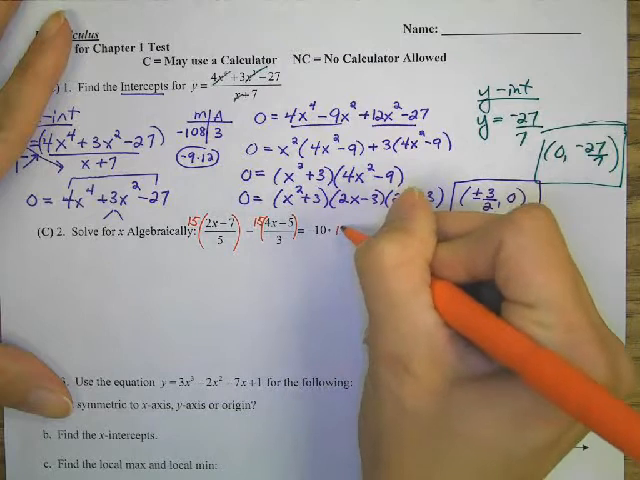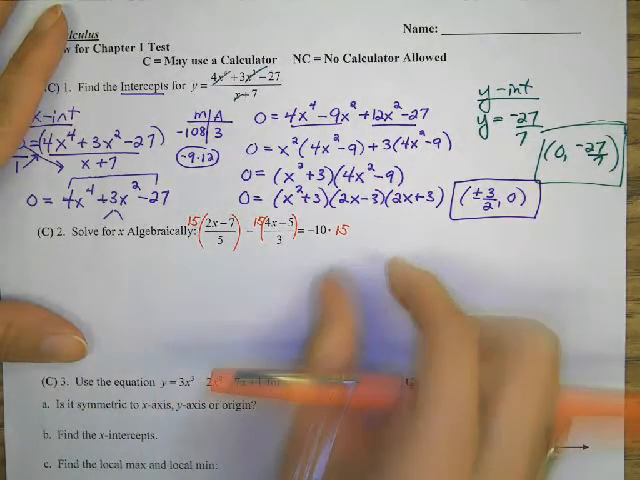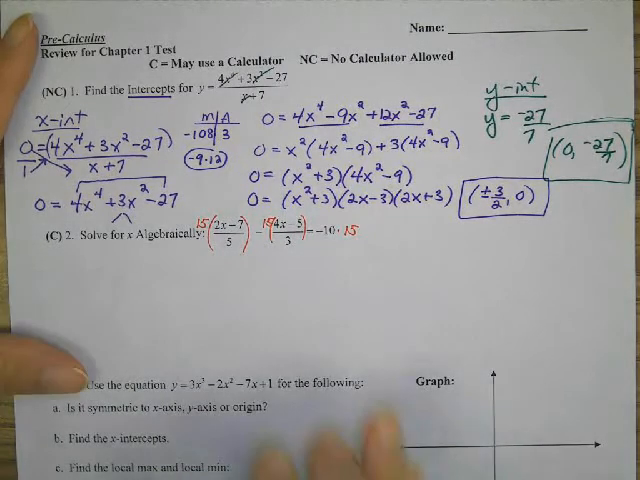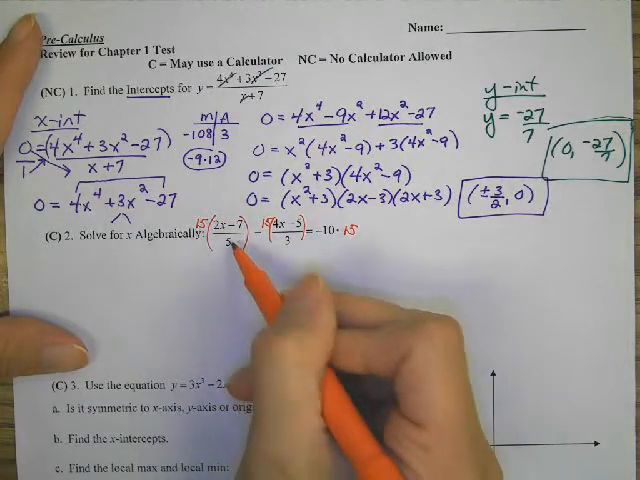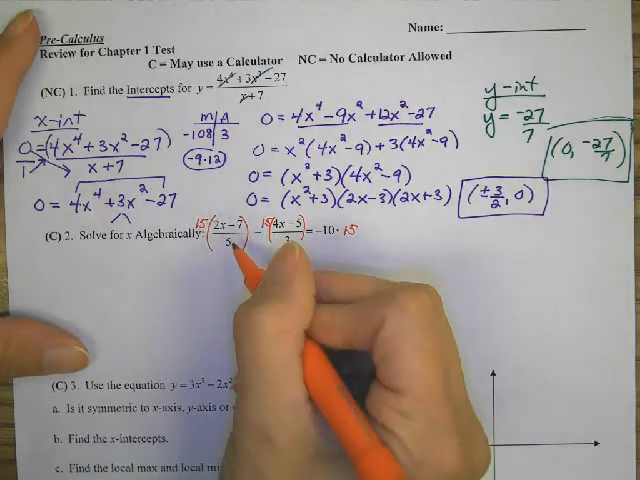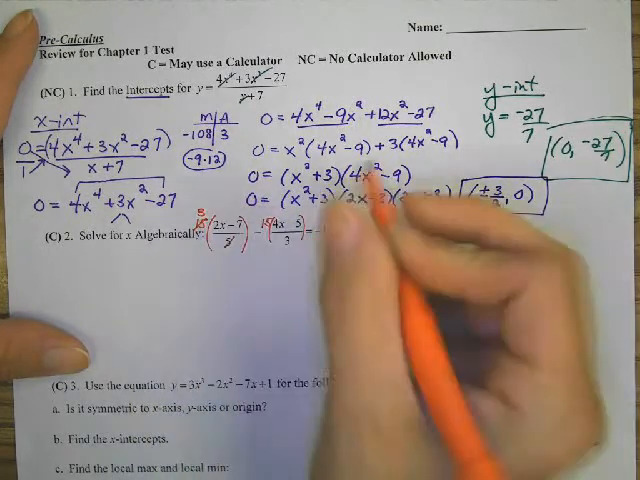Okay, now step 2, remember, was cancel. So we're not going to distribute a 15. We're trying to eliminate these denominators. So 5 cancels with 15 to make a 3. And 3 cancels with 15 to make a 5. And now let's start our distributing.